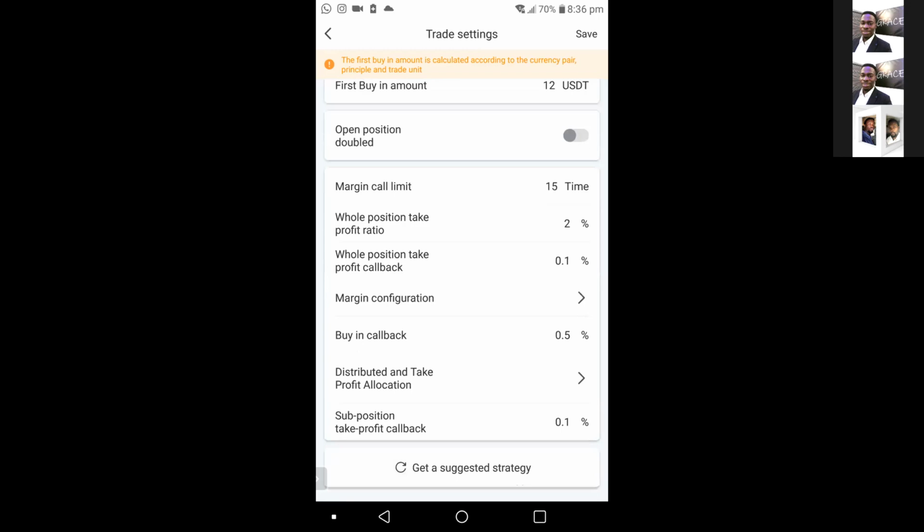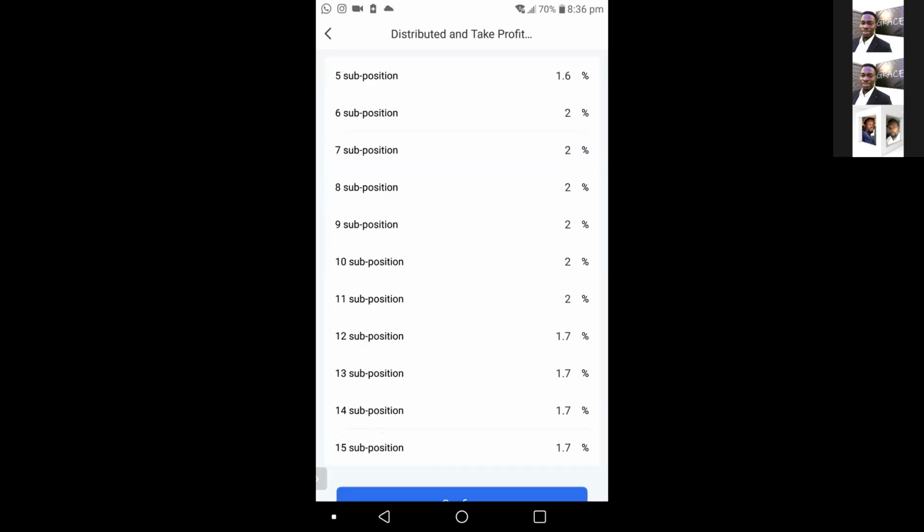Now, this distributed take profit allocation is where, how will I put it, the autopilot for taking profit sets in. So now the fifth position, like I said, you can see that I set it to 1.6%. You can see it's individual. From the fifth position to infinity is called sub position. These positions are sold individually. I can sell the fifth position at 1.6, I can sell the sixth one at 2.2%.